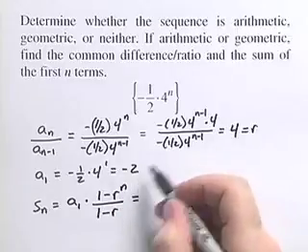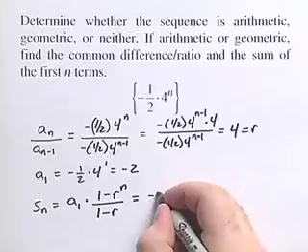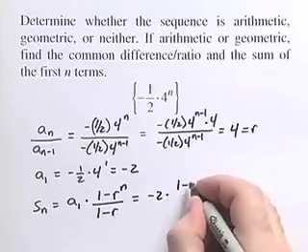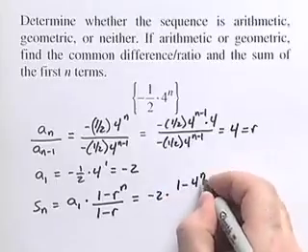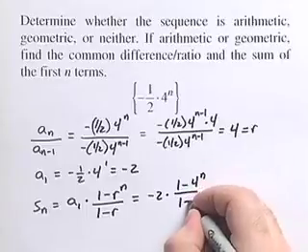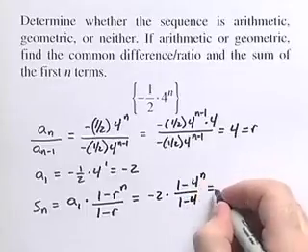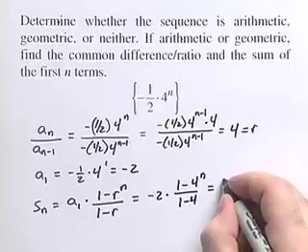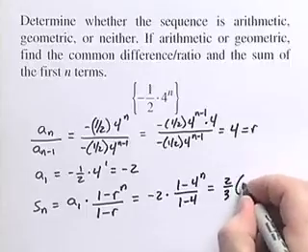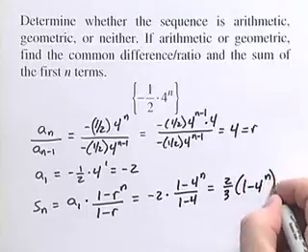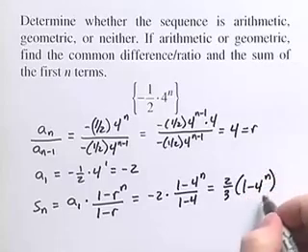We found the first term and we found r, so we'll have negative 2 times 1 minus 4 to the n divided by 1 minus 4. Just clean that up a little bit. We'll end up with 2/3 times 1 minus 4 to the nth power. And this represents the sum of the first n terms of that geometric sequence.